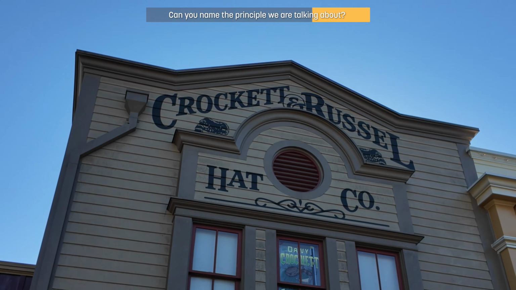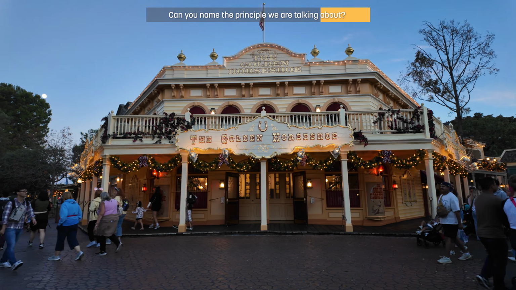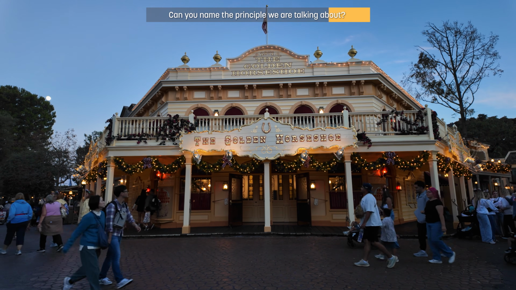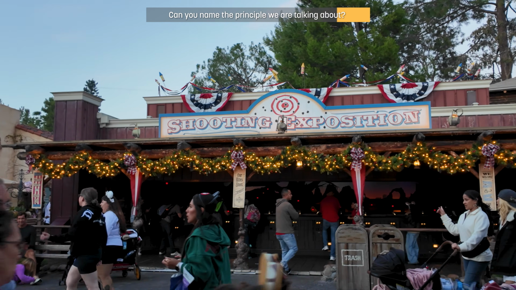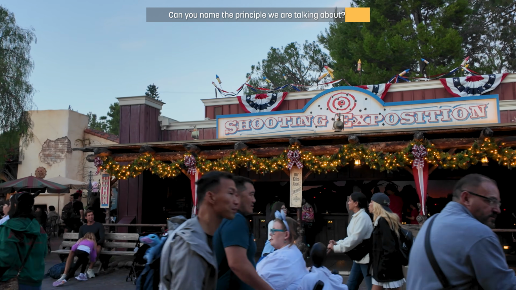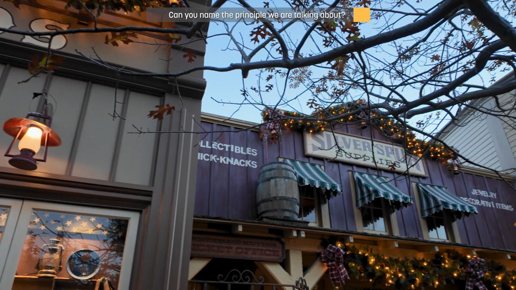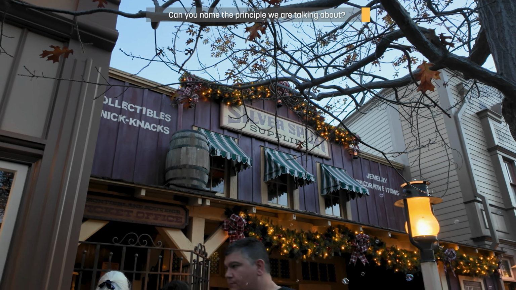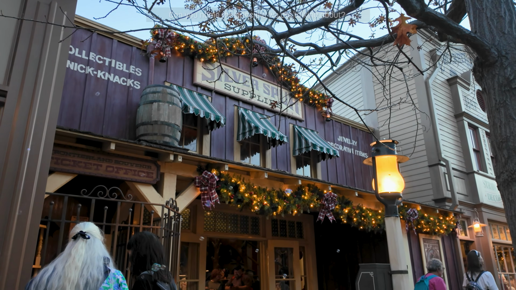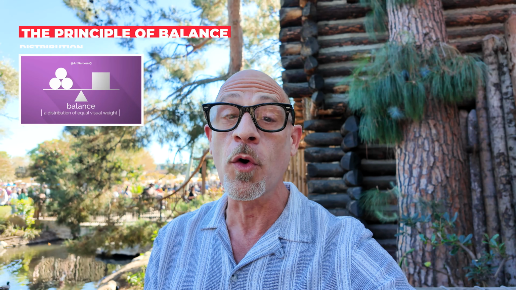And the heavier slab serif lettering is anchored by the simpler details around it. All of that comes from how the elements are arranged in the composition. Do you know which principle we're talking about? The principle of balance is the way a design distributes visual weight using size, color, shape, and placement so that the layout feels stable instead of tilted or heavy to one side.